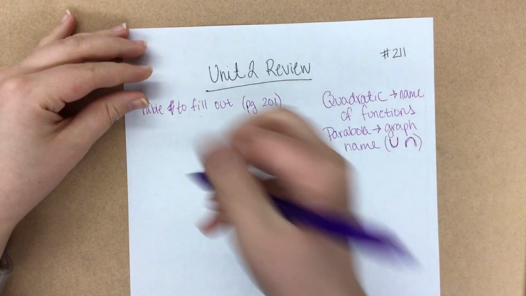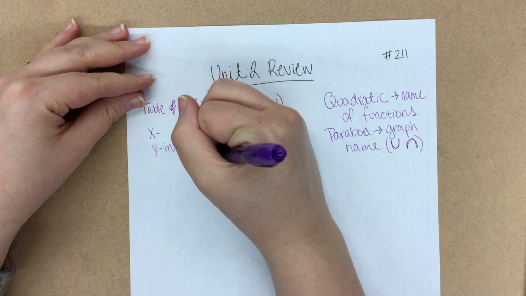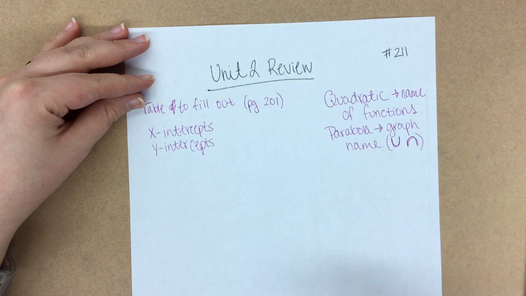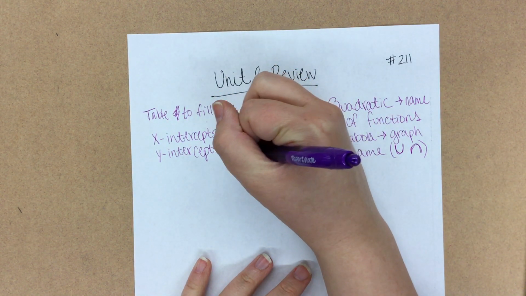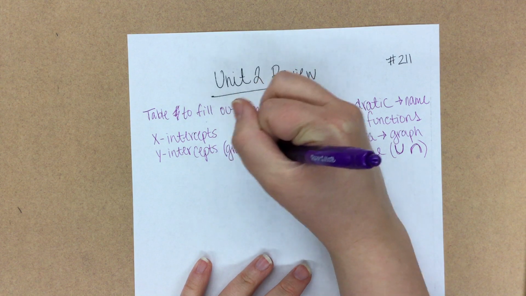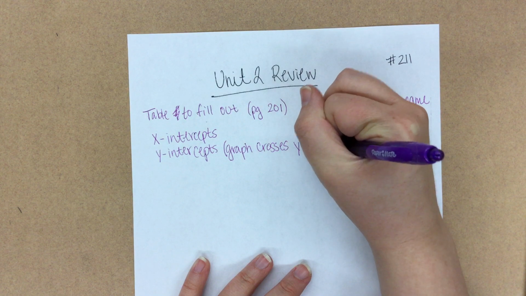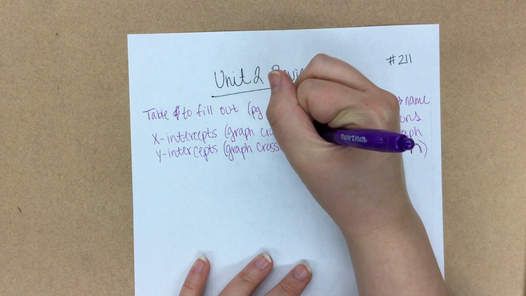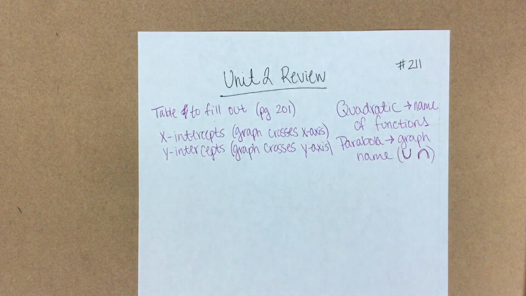Okay. You will need to know how to find x and y intercepts. Okay. So those should be pretty simple. That's something you did a lot of, at least the y-intercepts in Math 1, but if you need a refresher, remember that a y-intercept is where the graph crosses the y-axis, and an x-intercept is where the graph crosses the x-axis. Okay.